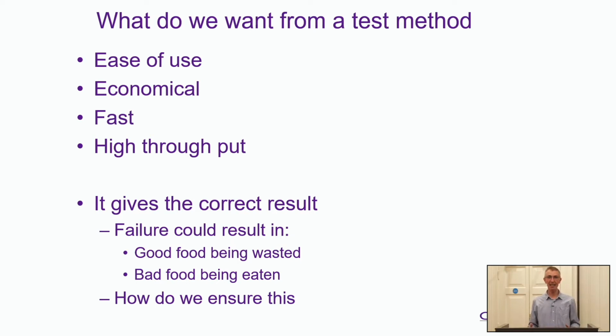Of course, it has to give the right result. And we have to categorise what we mean by the right result, but that means it has to detect things that are there and not detect things that are not there. And if we fail to get the correct result, we get a range of potential outcomes. We can get good food being wasted and thrown away, or we can get bad food being eaten and causing issues and food poisoning and all sorts of things. So the question is, how do we ensure that that's the thing that actually happens? How do we ensure that we get the right result?